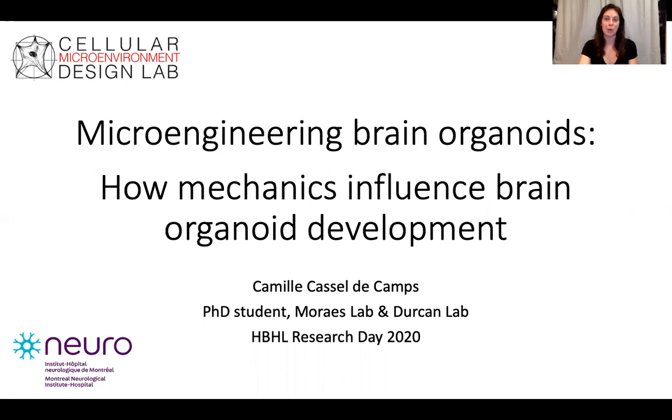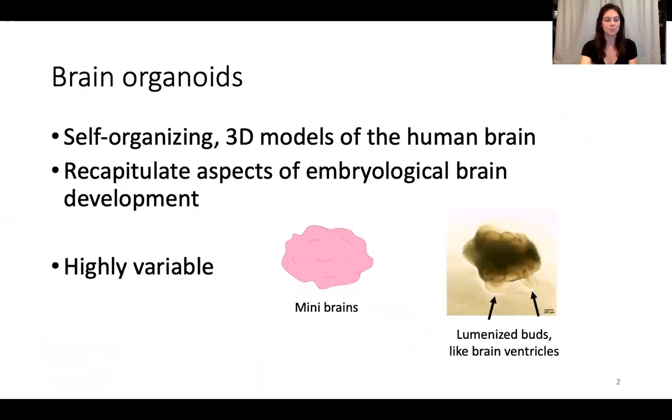Hi, I work on brain organoids, and today I'm going to tell you about some engineering approaches that we're taking to organoids in my labs. Brain organoids are self-organizing 3D models of the human brain that we grow from stem cells, and they develop in similar ways to the brain in a human embryo. People are really excited about these as a model system.